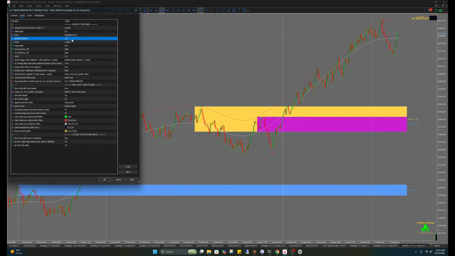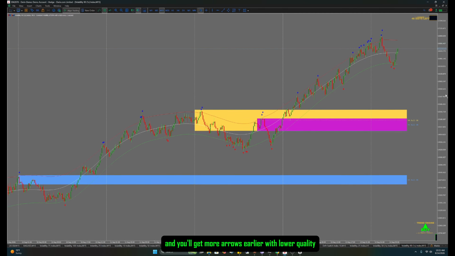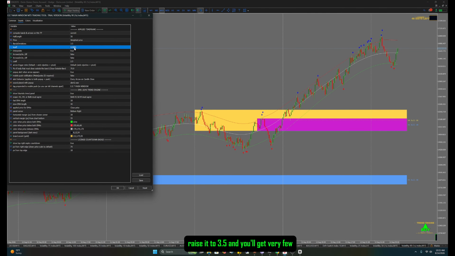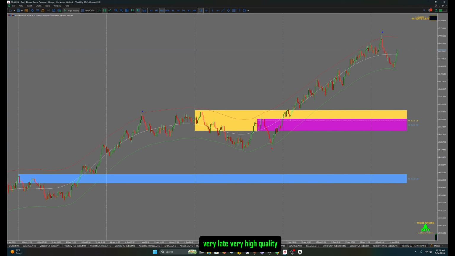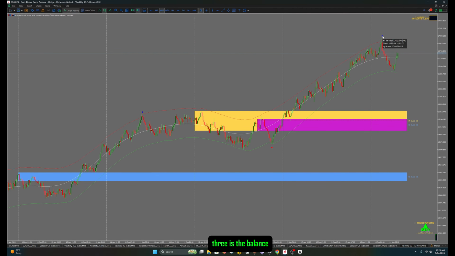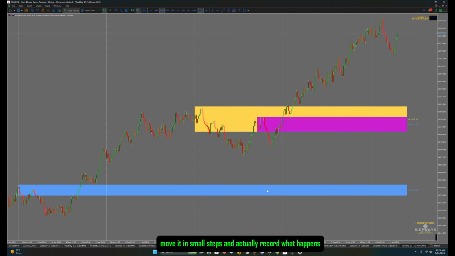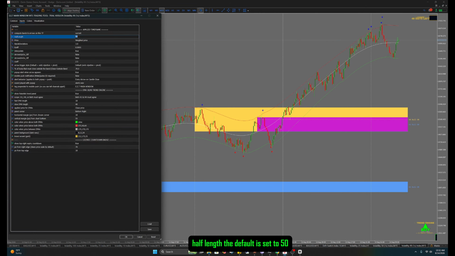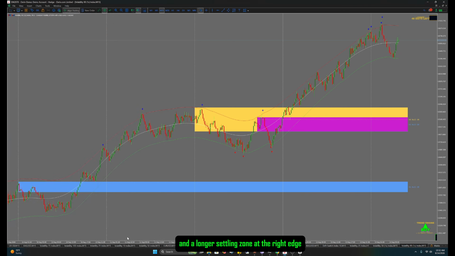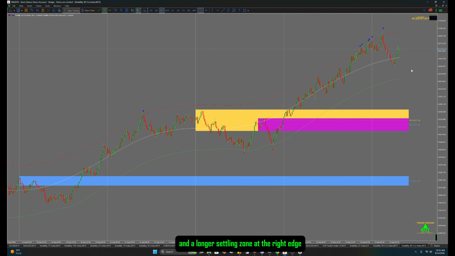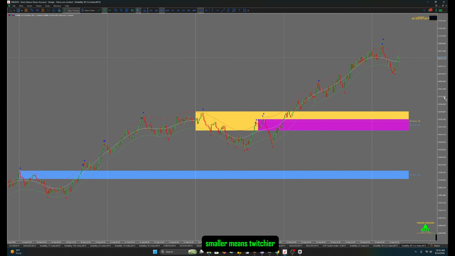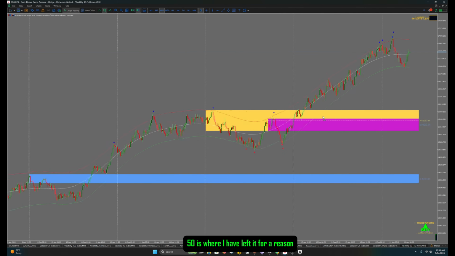Bands deviations. The default is set to 3. Lower it to 2.5 and you'll get more arrows earlier with lower quality. Raise it to 3.5 and you'll get very few, very late, very high quality. 3 is the balance. Move it in small steps and actually record what happens. Half length, the default is set to 50, so a 101 bar window. Bigger means smoother and slower and a longer settling zone at the right edge. Smaller means twitchier. 50 is where I have left it for a reason.